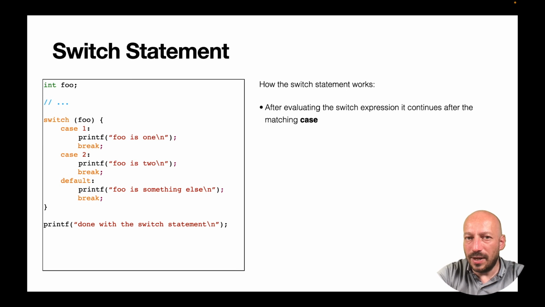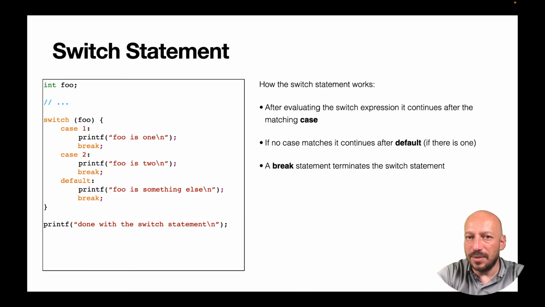If foo has a value that is not found in a case, and if you have a default label, then the execution continues after this default label. Here we do have such a default label. It's not required to have that, but it's good practice to always have it, even if this default label just has an empty statement. You also see that in this switch we have these break statements. These are not required, and if such a break statement gets executed, it means that you terminate the switch statement. That means you jump to the end of this switch statement.